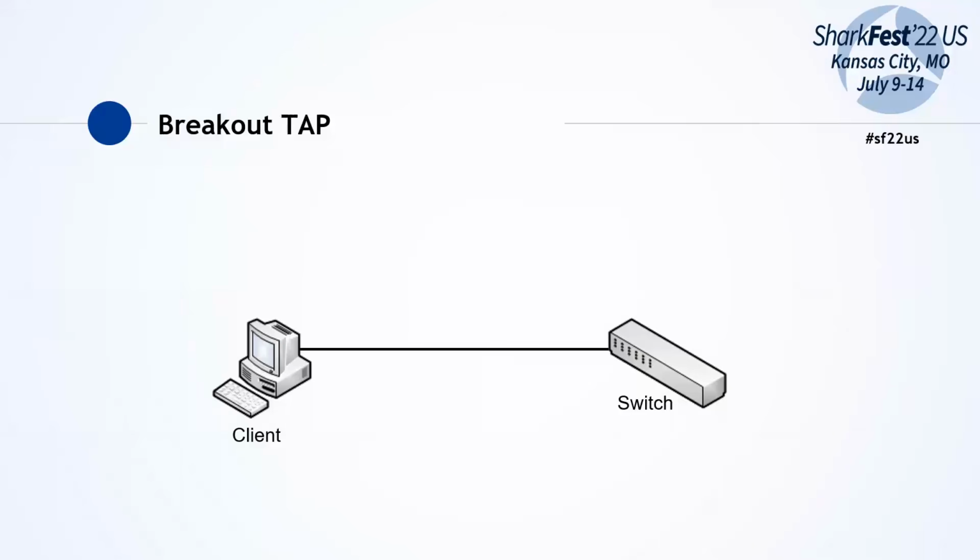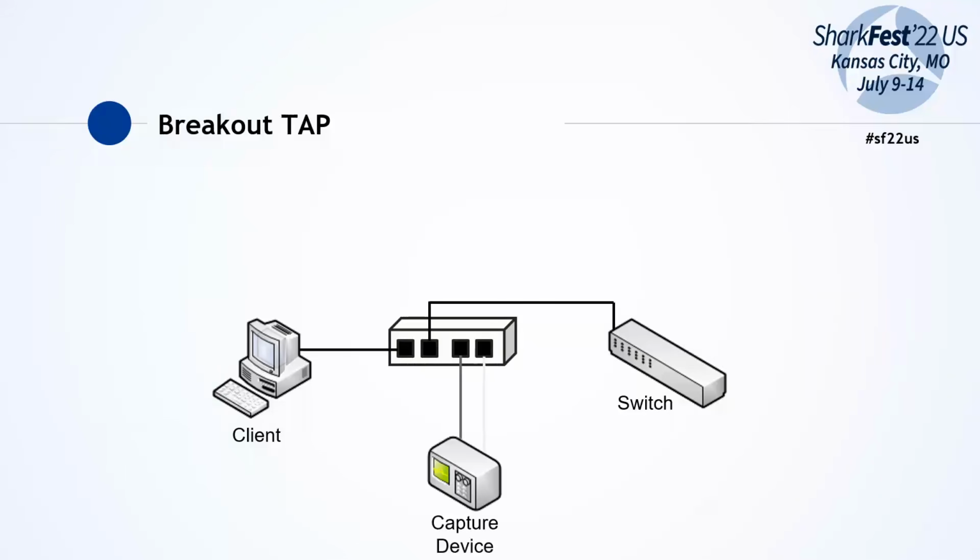Okay, so the breakout tap, this would be the very basic, very precise tap. And what it does is, and once again, this is an animation, it gets put into the link, so you need to disconnect it. Then you have a capture device. The capture device gets two links from the tap, one for the receive direction, one for the transmit direction. So when packets travel, they get copied to the according links.